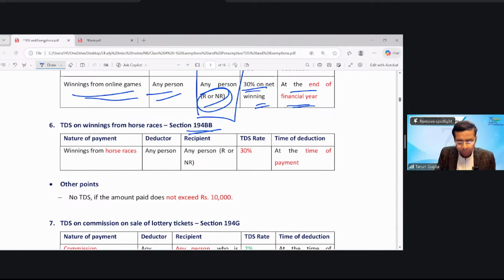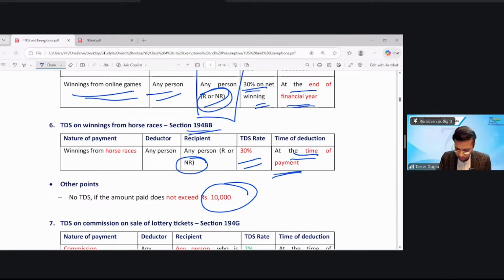Section 194BB is similar to 194B; here it is applicable on horse races. Here also, if you see, the recipient includes NR, therefore we are in this chapter. The TDS rate is similar, 30%. Tax is deducted at the time of payment, and there is a threshold of 10,000, similar to 194B.